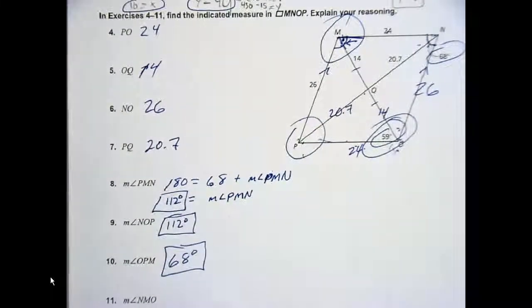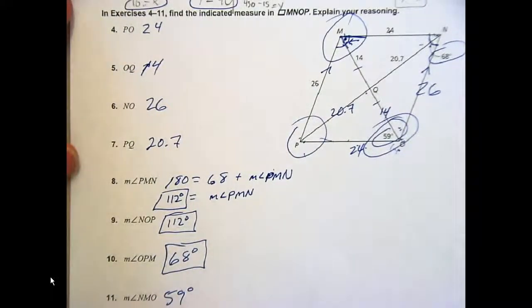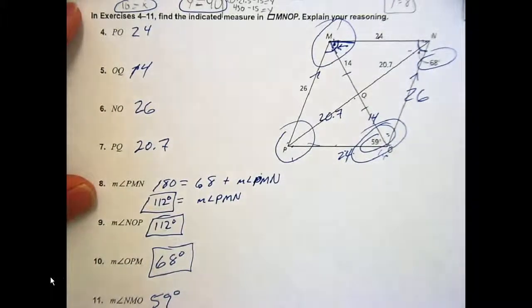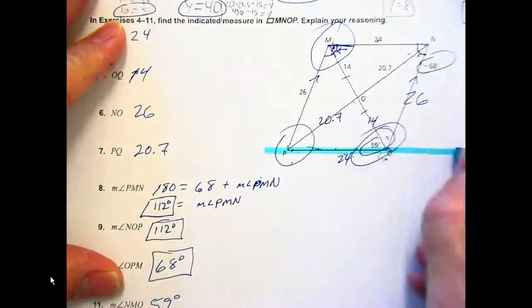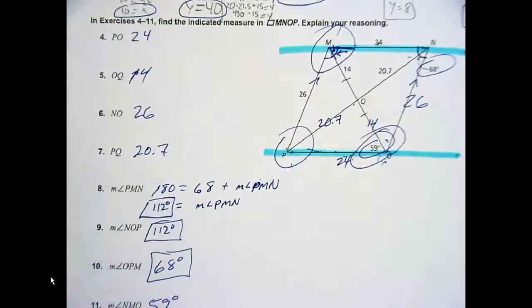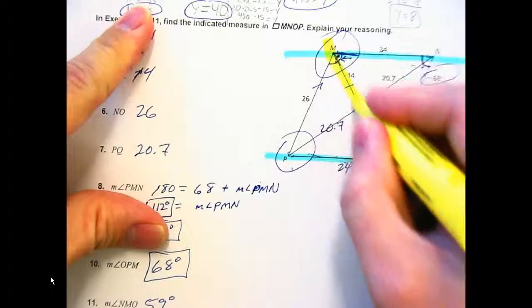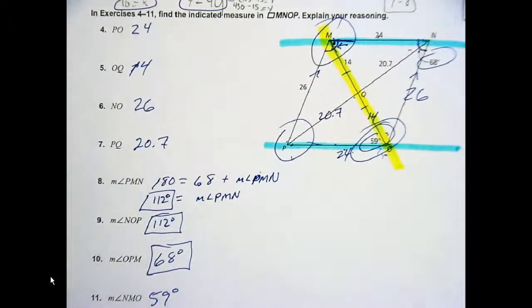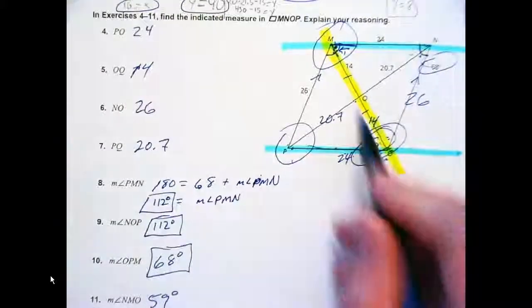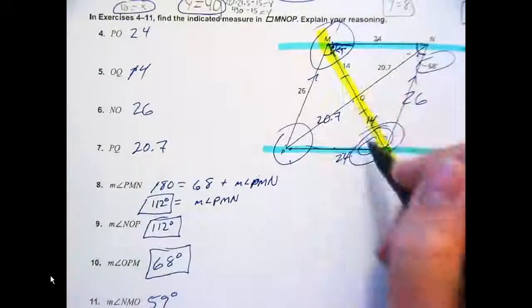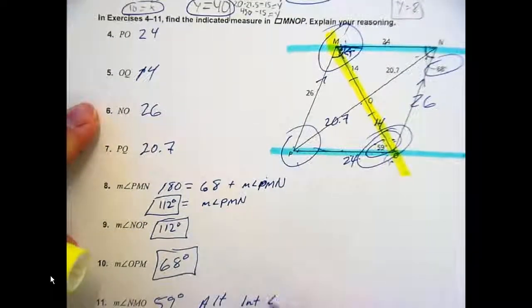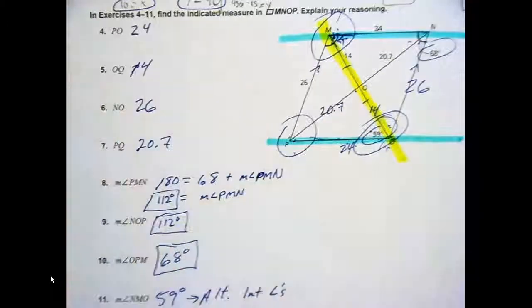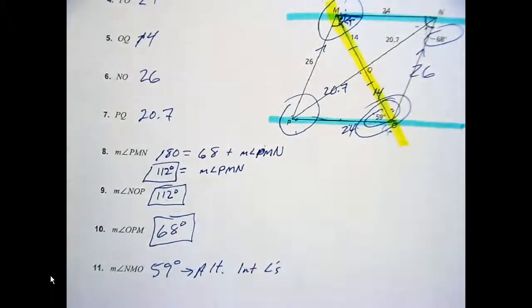59. How'd you get that? Can I help with that? If these lines are parallel, this yellow line right here, what do we call this? Anyone? Yeah, that's a transversal. And these angles right here, this angle and this one, are alternate interior angles. And alternate interior angles are congruent. Now is that the way you used? There are other ways to get there. Okay, very good. Any questions?